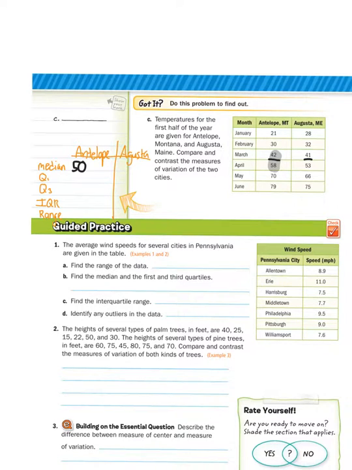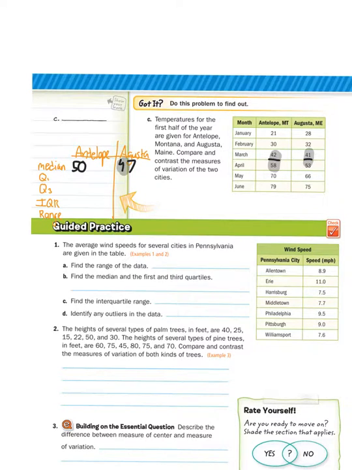Now for Augusta, I'm going to do the same thing. I'm going to find the middle of 41 and 53. If I add up 41 and 53, they add up to 94, and 94 divided by 2 is 47. There are my medians. Now let's talk about Q1 and Q3.